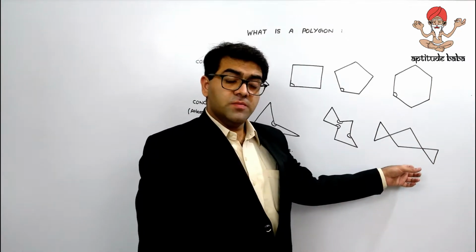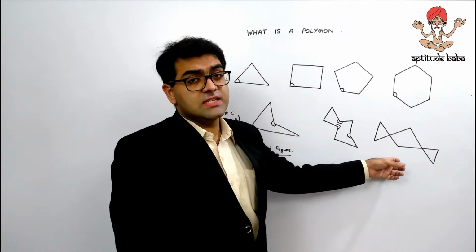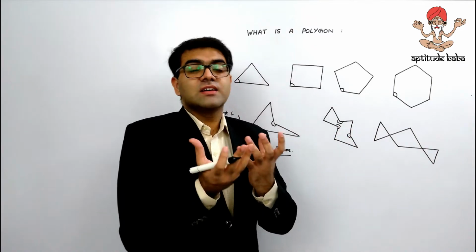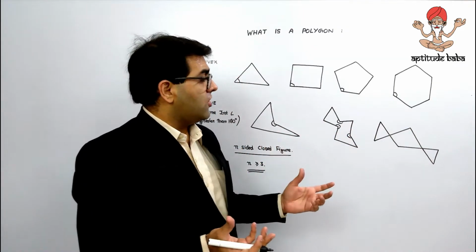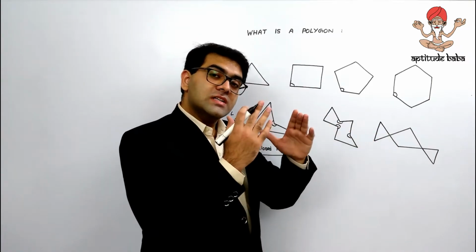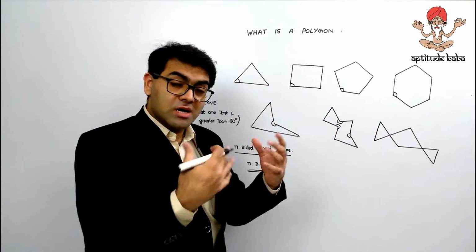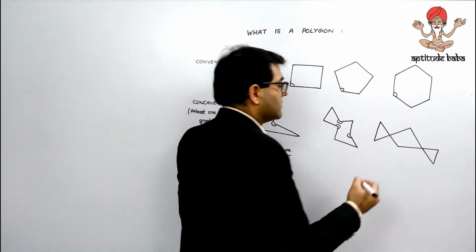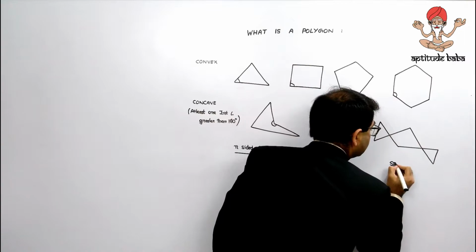What about this figure? Is this a polygon? Yes, it's a polygon because you have got n sides and these n sides are creating a closed figure. However, unlike the other polygons, in this polygon, some of the sides are intersecting among themselves. इस तरीके के फिगर को जहां पे कुछ साइड्स आपस में इंटरसेक्ट करती है, we call it as a self intersecting polygon.